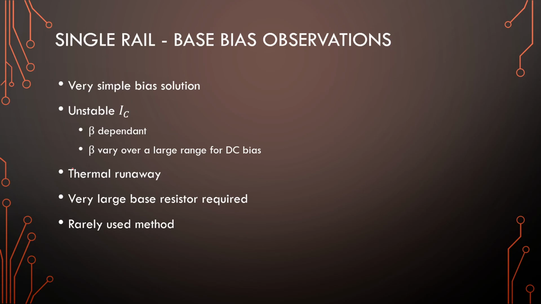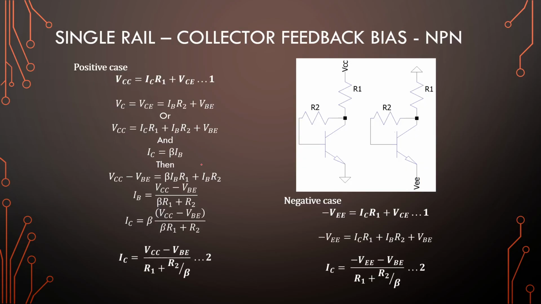Okay, lastly, with this method you need a very large resistor, and this method is rarely used because of all these negative points mentioned here. The base bias can be used in conjunction with some other methods, like when you have a current source employed or some other circuits. Okay, but we're not going to delve deeply into those in this video. Right.